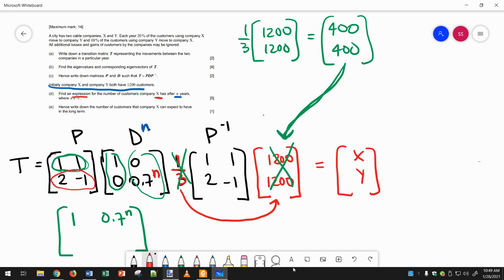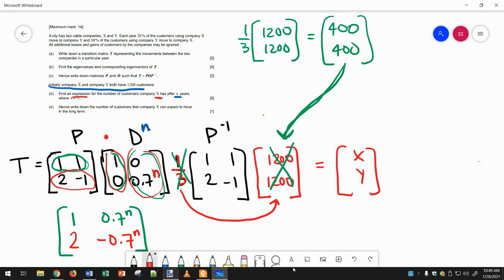So this row times this column, 2 times 1 plus -1 times 0 is just 2. And then we do 2 times 0 plus -1 times 0.7 to the n, which is -0.7 to the n. So that would be the result of P times D to the n. It would look just like that.